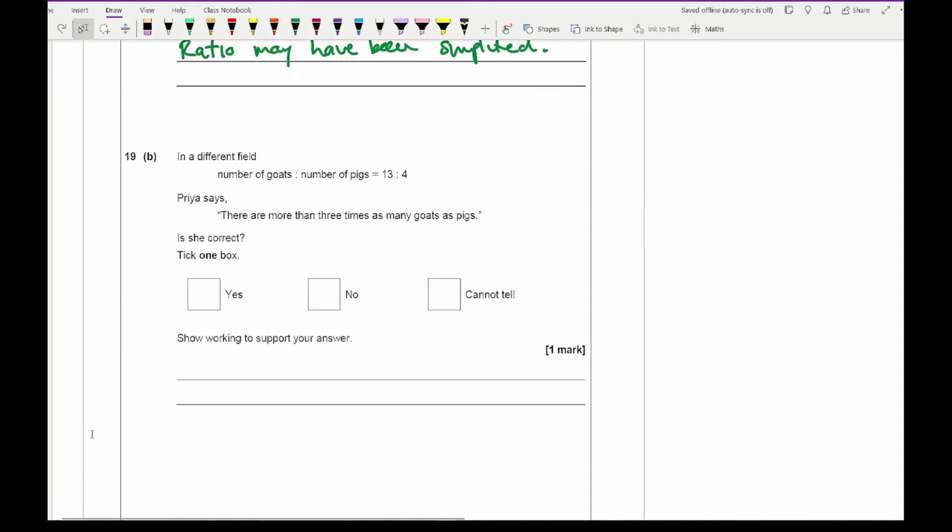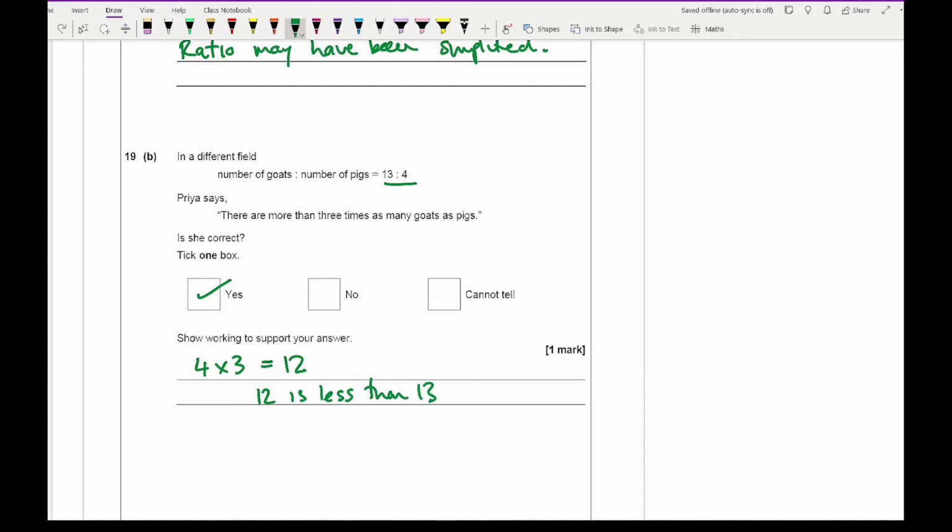For question 19b, it says that in a different field, the number of goats to the number of pigs is 13 to 4. Priya says that there are 3 times as many goats as there are pigs. Is she correct? Well, in terms of her reasons for this, the answer is going to be yes. And the reason for this is because, as you can see with ratios, this is going to be in its simplest form. So here, if I did 4 times 3, which is 12, and 12 is less than 13, so obviously it's always going to be more than 3 times.